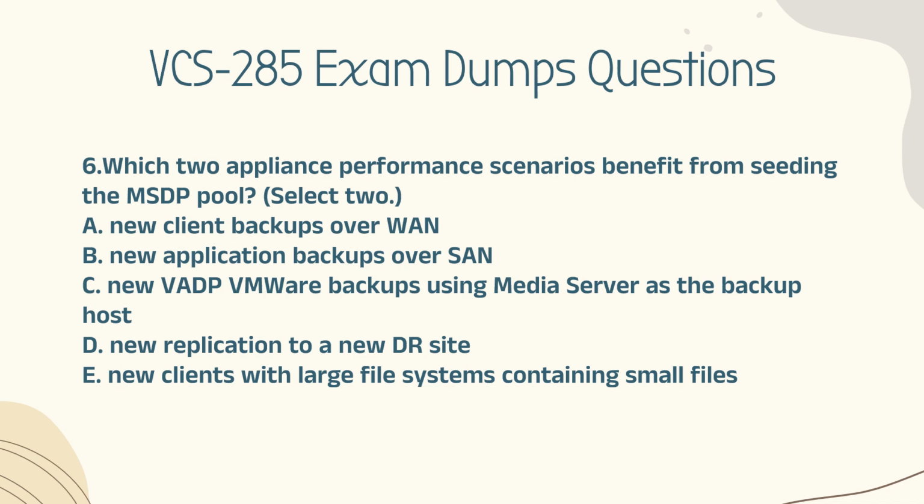6. Which two appliance performance scenarios benefit from seeding the MSDP pool? Select 2. A. New client backups over WAN. B. New application backups over SAN. C. New VADP VMware backups using media server as the backup host. D. New replication to a new DR site. E. New clients with large file systems containing small files.